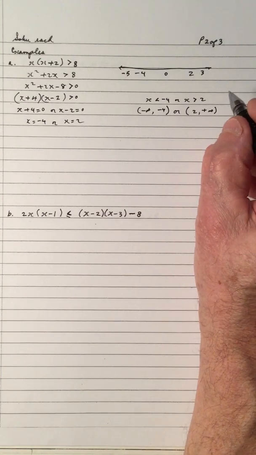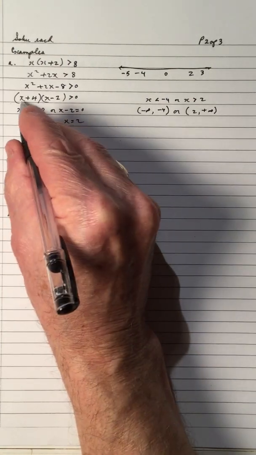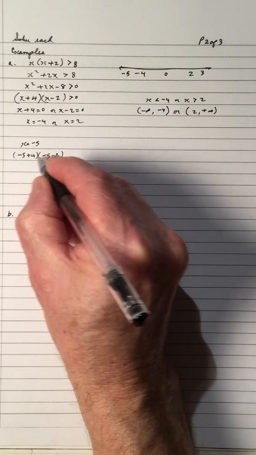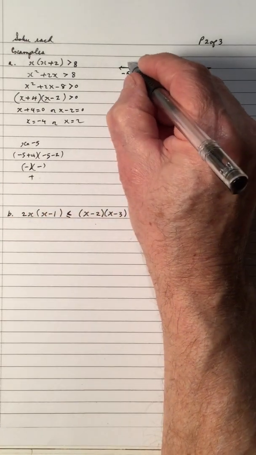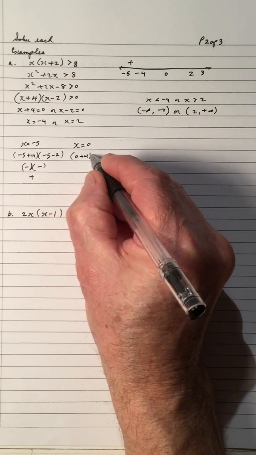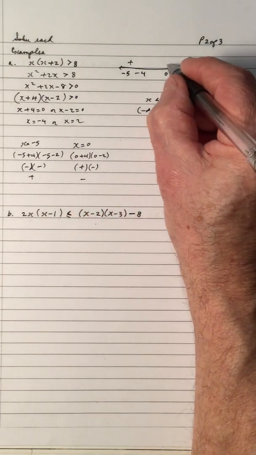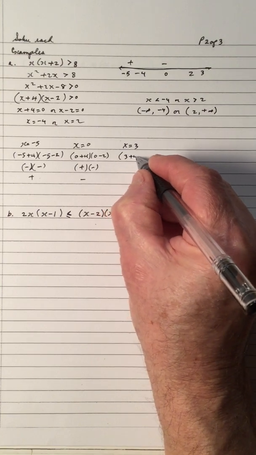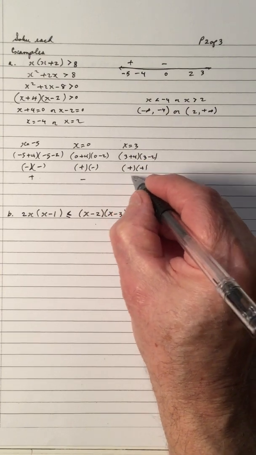But just to make sure, let's pick the number that x is negative 5 and sub in the x. Negative 5 plus 4, negative 5 minus 2. That gives me a negative and a negative, which is a plus. Okay, and we picked x is equal to 0. So we put a 0 in the place of x, and that gives me a plus and a minus, which is a minus. So between negative 4 and 2 we have a minus, and we picked x to be 3, so I'll put a 3 in, and that's a 7, which is positive, and that's a 1, which is positive. Positive times positive is positive.